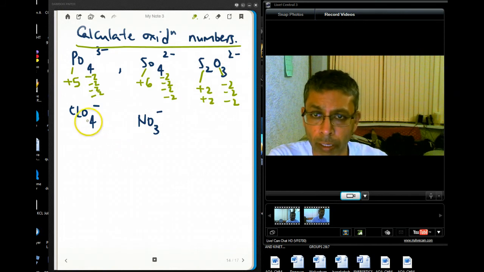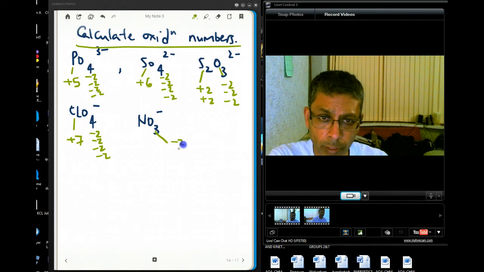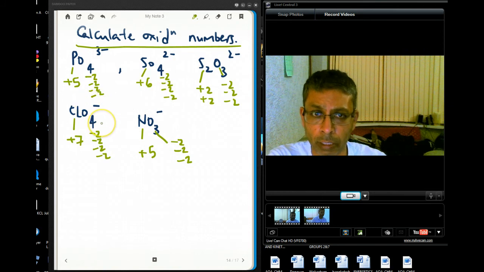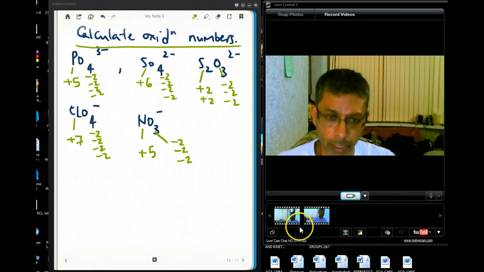Okay, over here -2, -2, -2, -2, 4 oxygens, that makes -8. Therefore the chlorine has to be +7, because then overall we have a -1 charge. Okay, over here each oxide is -2, that has to be +5. Okay, that's fine. So there you are. That's some examples then of calculating oxidation numbers.